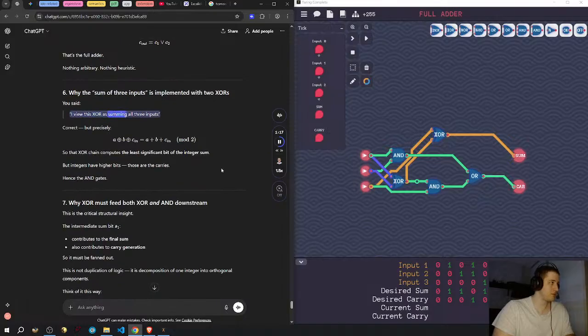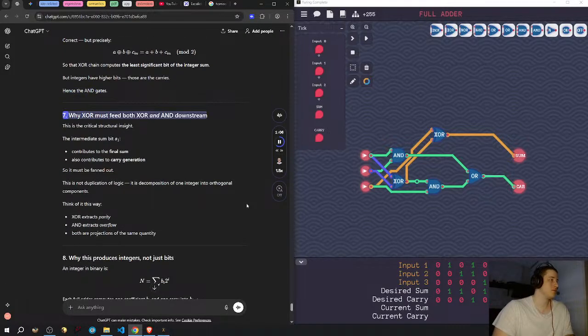I view this XOR as summing all 3 inputs. Correct, but precisely. So that XOR chain computes the least significant bit of the integer sum. But integers have higher bits, those are the carries. Hence, the AND gates. 7. Why XOR must feed both XOR and downstream. This is the critical structural insight.